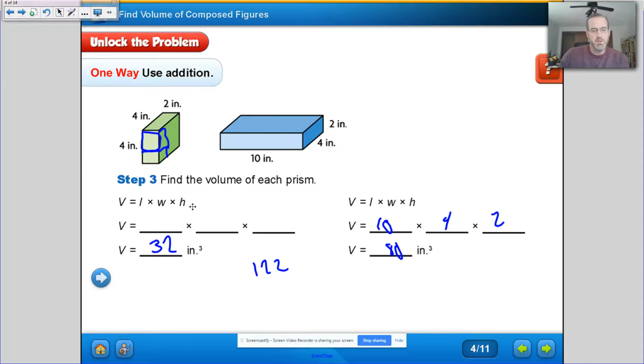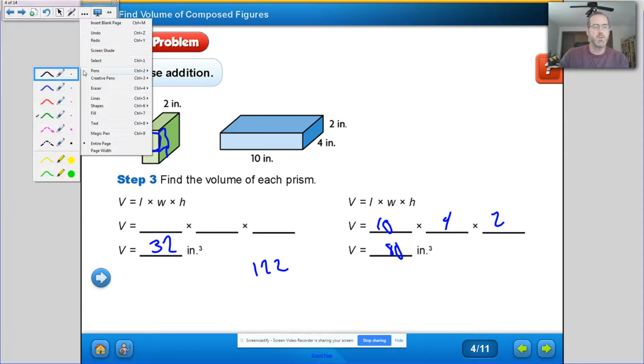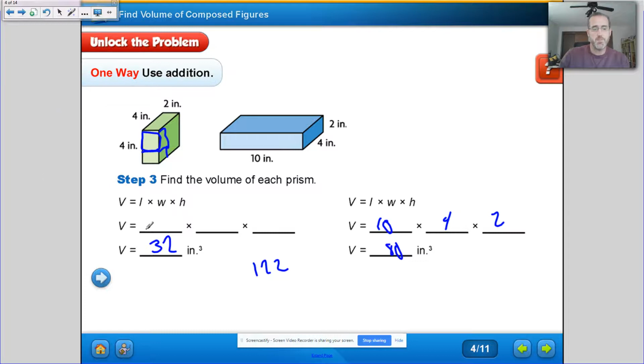Let's take a look here. I think we got a little pre-work done so we can save some time. To find the volume of the first figure, we're going to do the length, which is about 4, and then the width, which is 2, and then the height, which again is 4. 4 times 2 is 8. 8 times 4 is 32.